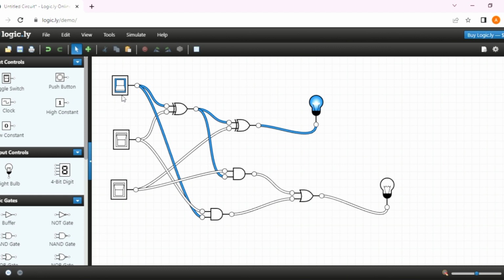When A is 1, B is 0, C is 1, the sum is 0 and carry is 1. When A is 1, B is 1 and C is 0, the sum is 0 and carry is 1. When A, B and C are all 1, both the sum and carry are 1. This is the circuit of the full adder.